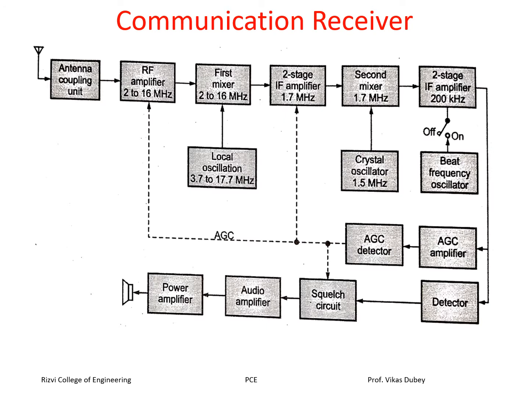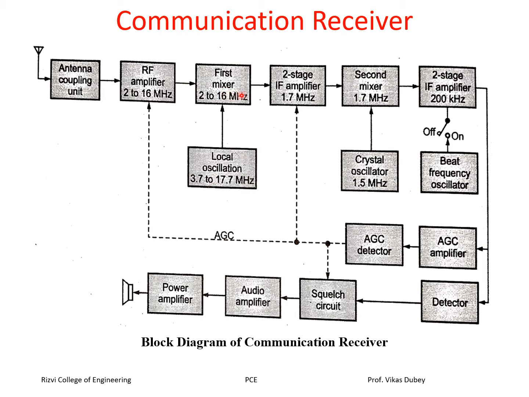If you see this block diagram, here we can see the antenna coupling unit, which we have already talked about. Then there is the first stage RF amplifier, which has a frequency of 2 to 16 megahertz. This output is given to the first stage mixer. One signal comes from here, the other signal comes from the local oscillator.